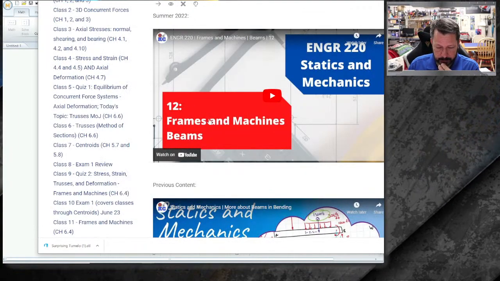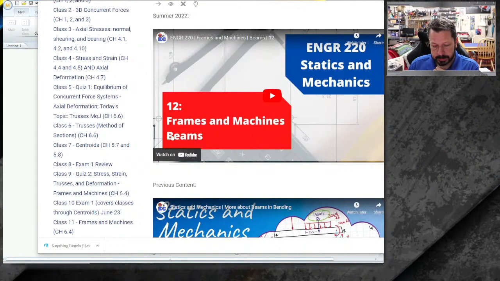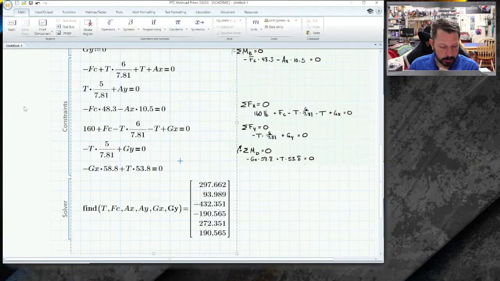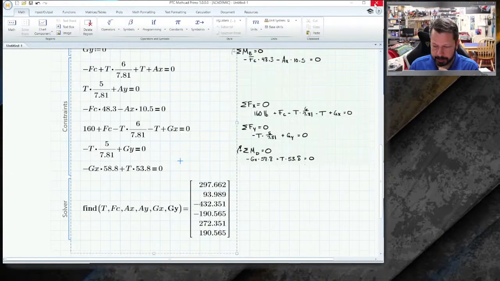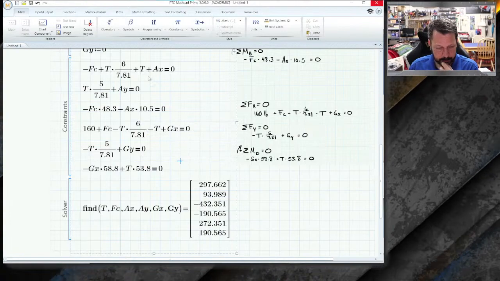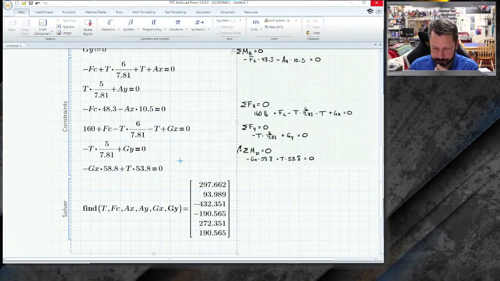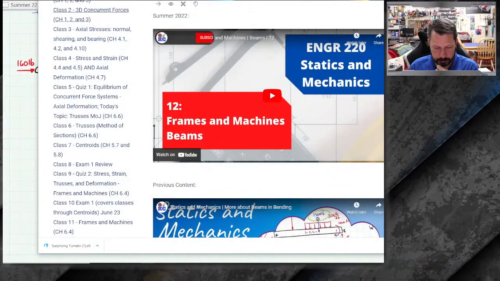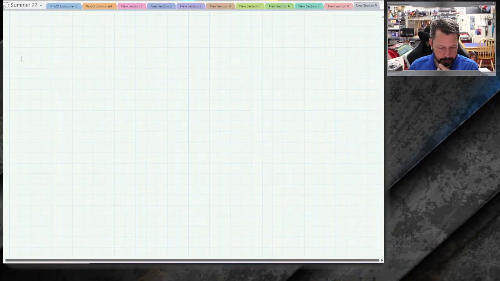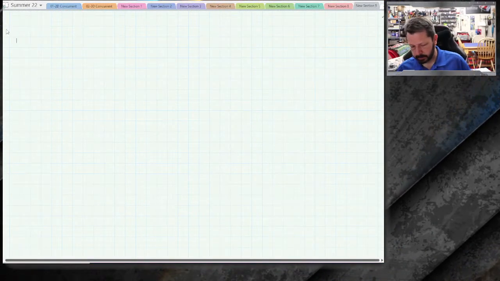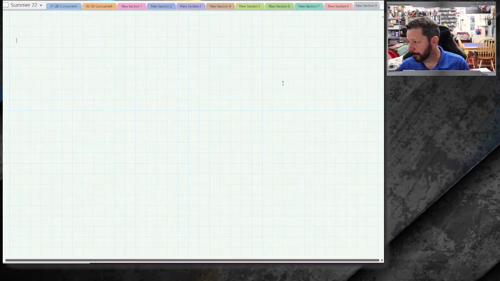All right. The other thing we wanted to talk about is this idea of beams. So, I don't think we need MathCAD for beams. We'll get it out of the way. We will later, but not today. So let's go over here and talk about beams a little bit.